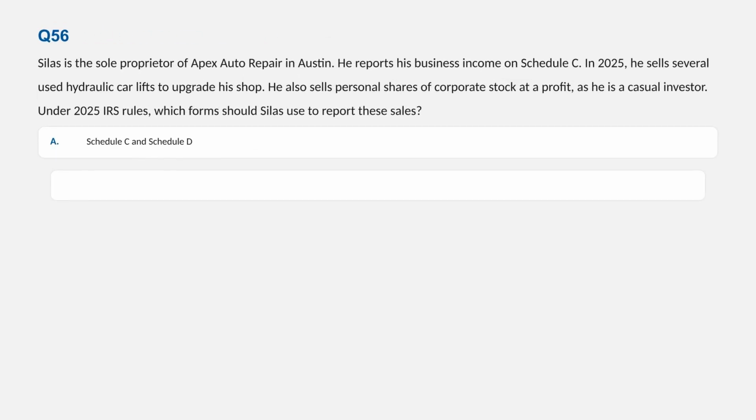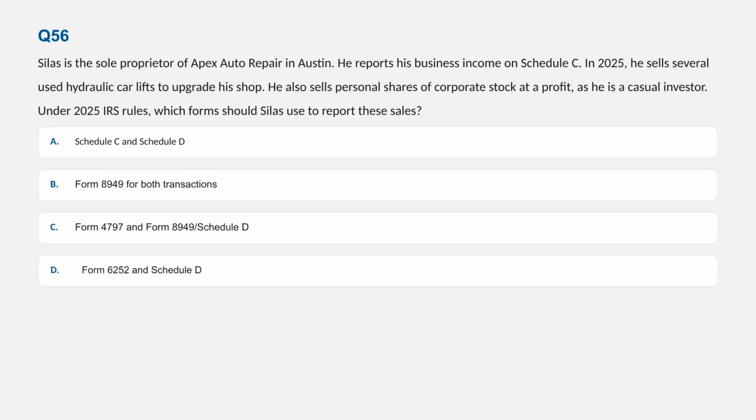Question 56. Silas is the sole proprietor of Apex Auto Repair in Austin. He reports his business income on Schedule C. In 2025, he sells several used hydraulic car lifts to upgrade his shop. He also sells personal shares of corporate stock at a profit as he is a casual investor. Under 2025 IRS rules, which forms should Silas use to report these sales?